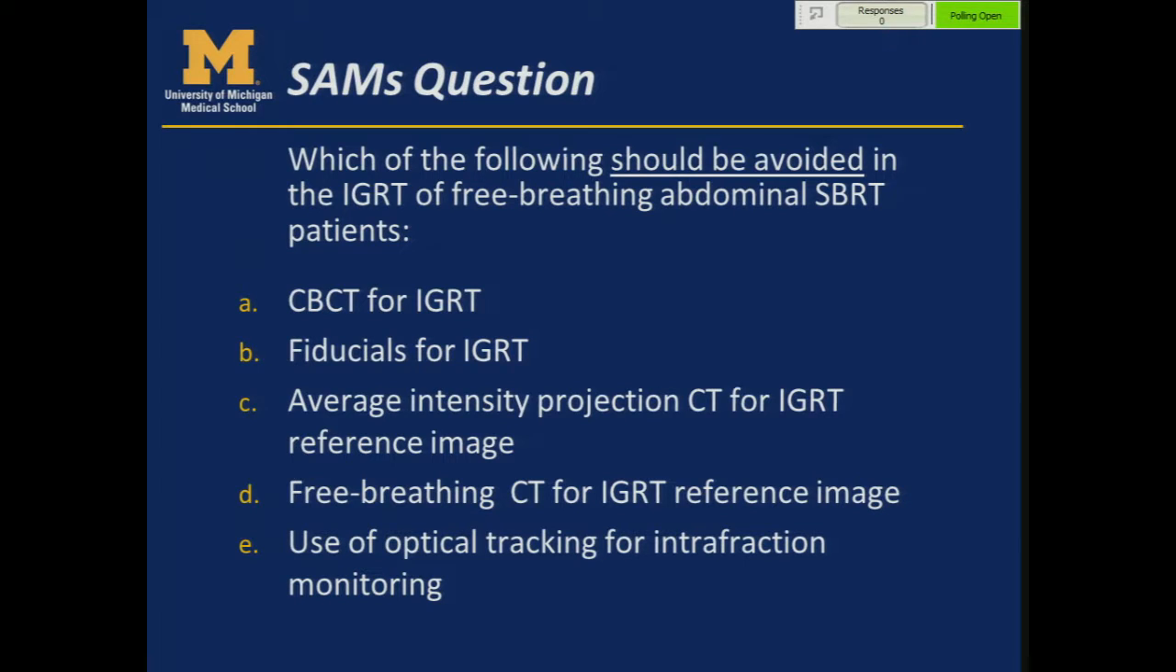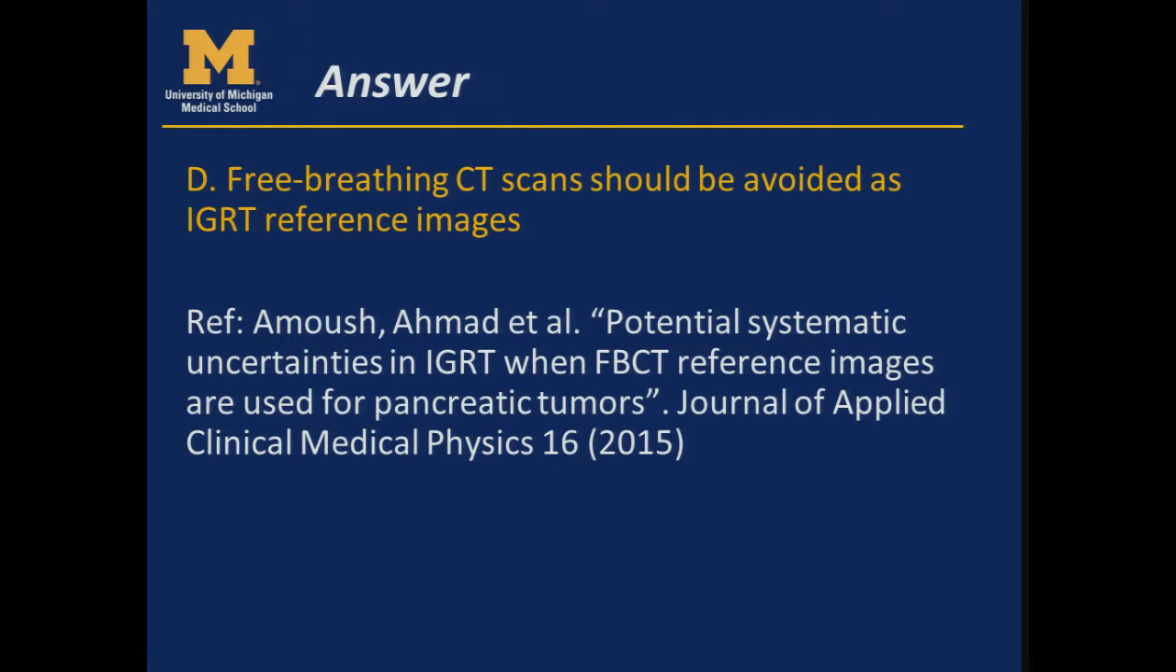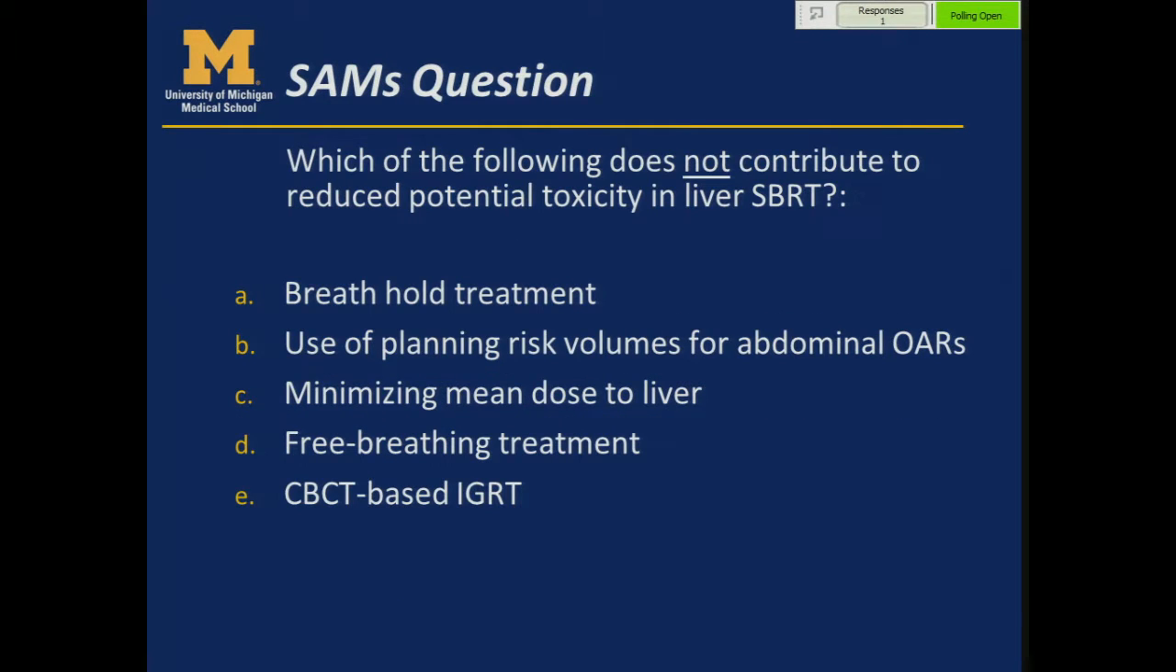Sam's question: which of the following should be avoided in IGRT of free-breathing abdominal SBRT patients? Cone beam for IGRT, fiducials for IGRT, average intensity projection CT for your IGRT reference image, a free-breathing CT for the IGRT reference image, or use of optical tracking for intrafraction monitoring. Okay, great. No free breathing CT for IGRT. And there's the reference.